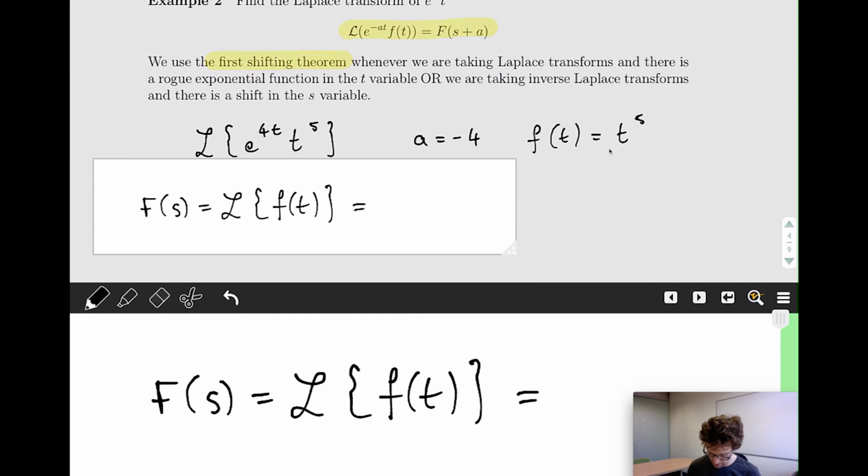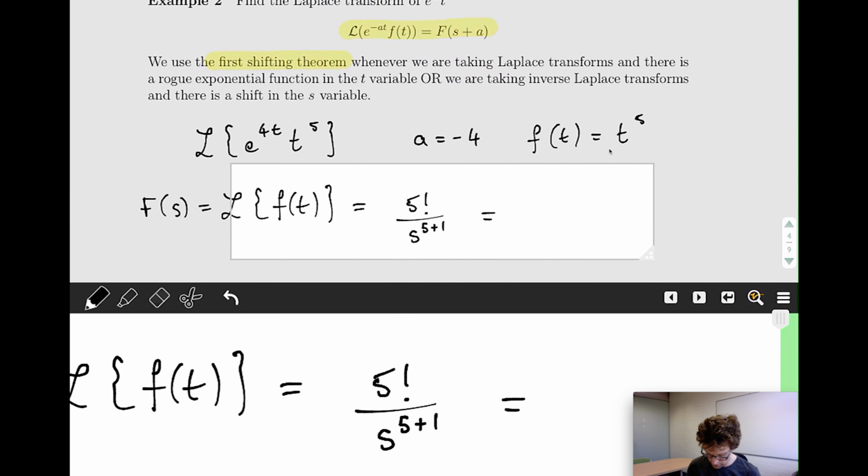That's one of our tabled Laplace transforms. It's going to be m factorial, so m here is equal to 5, so it'll be 5 factorial over s to the power of 5 plus 1. 5 factorial is 120, that's 1 times 2 times 3 times 4 times 5, all over s to the power of 6.